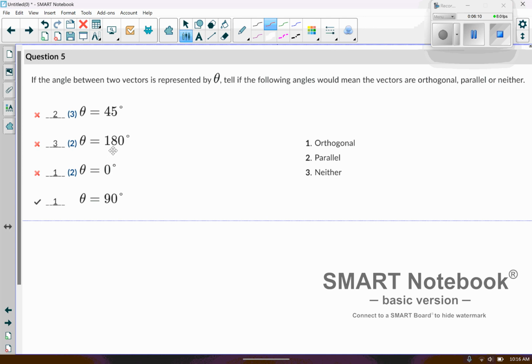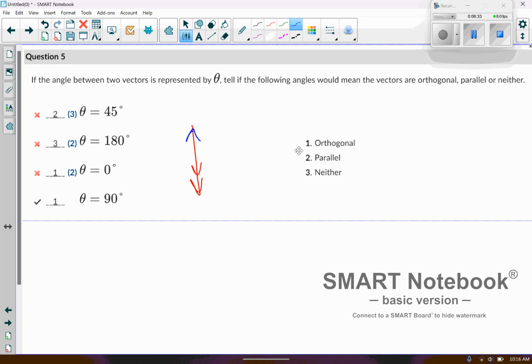Because what happens is the vector is like this, and if it's 0, then the vector is directly on top of it, like that. And if it's 180, the only difference is the vector is going in the other direction. So with a 180-degree turn, it flips around, and it's actually still parallel right there. It just is going in the other direction.